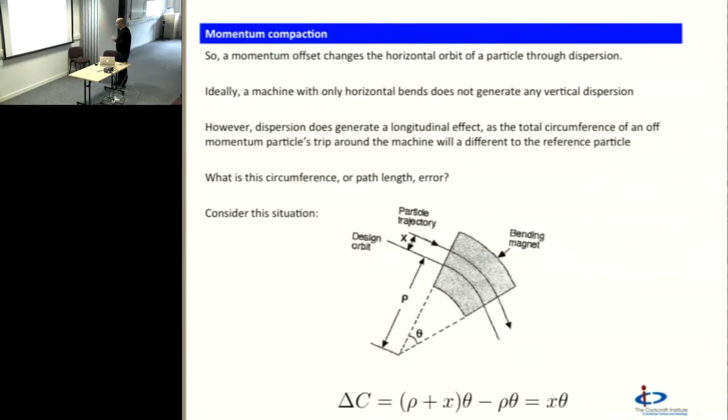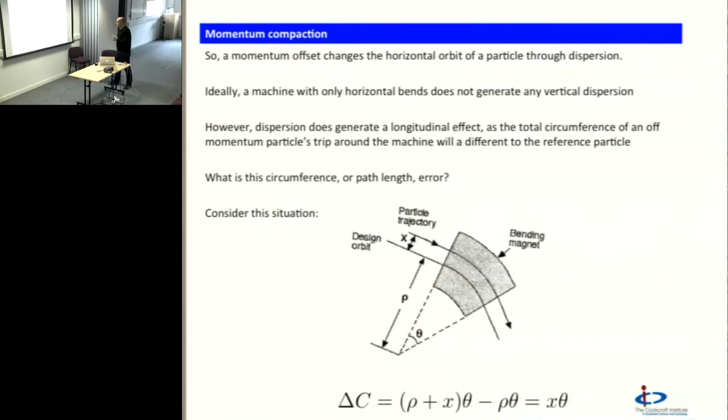So we consider this situation where we have a dipole, a bend radius rho of angle theta, and the particle bends through the magnet. This line here is the design orbit, or the orbit followed by the design on-momentum particle. All well and good. Now we know that we have dispersion in accelerators, and the orbit followed by an off-momentum particle is different, linearly in momentum deviation, to some approximation. So we have some other particle coming in, and this follows this orbit, which is slightly different to the design orbit. It's a horizontal offset, and it's going to have a different path length through the dipole.